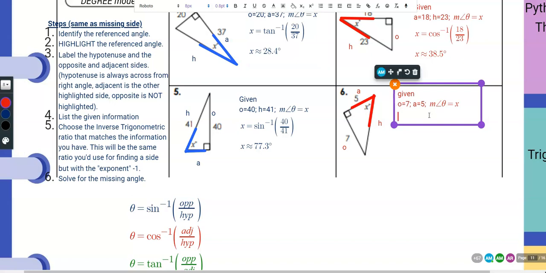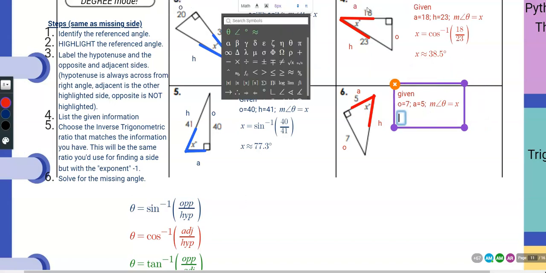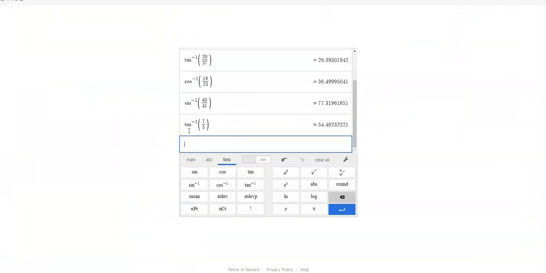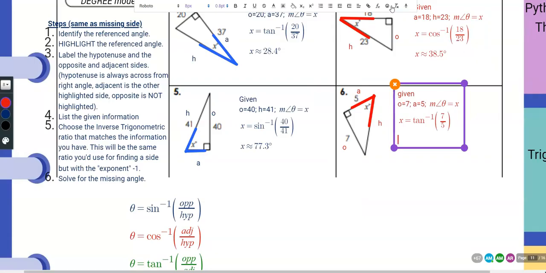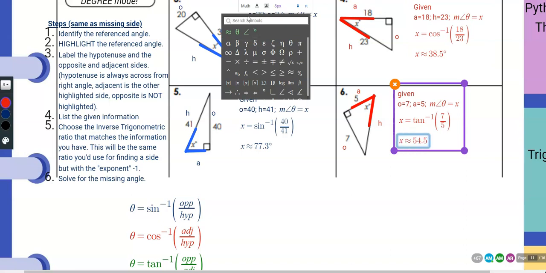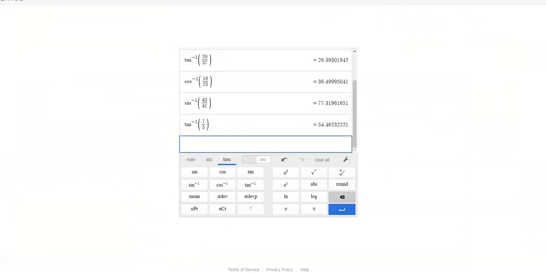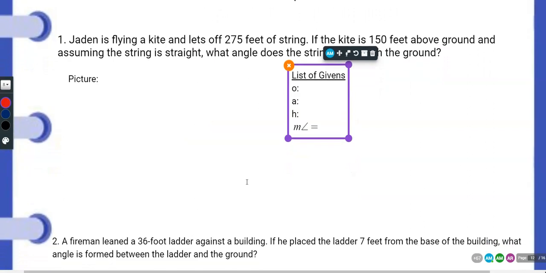I have opposite, I have adjacent, so we have x is equal to the inverse tangent of 7 over 5, and we get 54. Remember, I'm rounding these to the nearest tenth. Make sure you pay attention to what you've been asked to round to. So now we're going to go over some application problems.